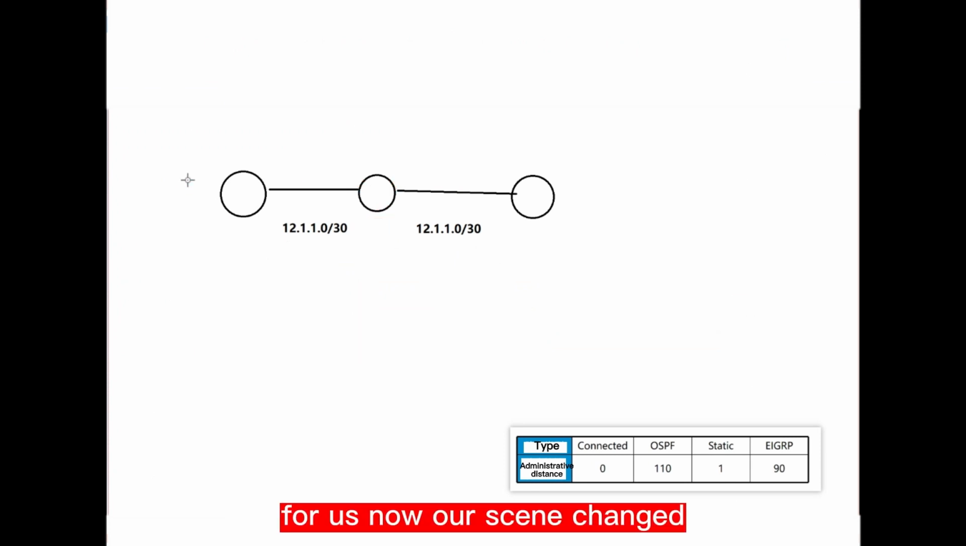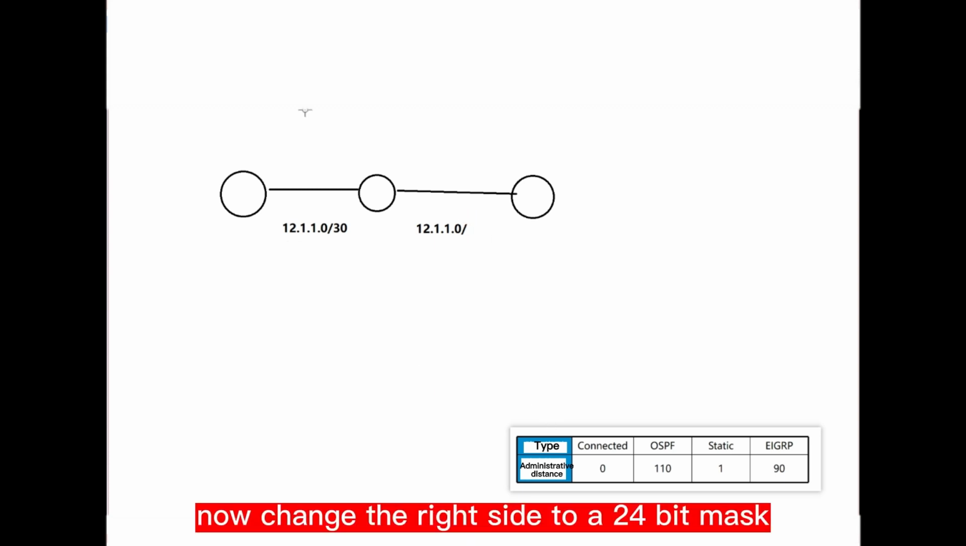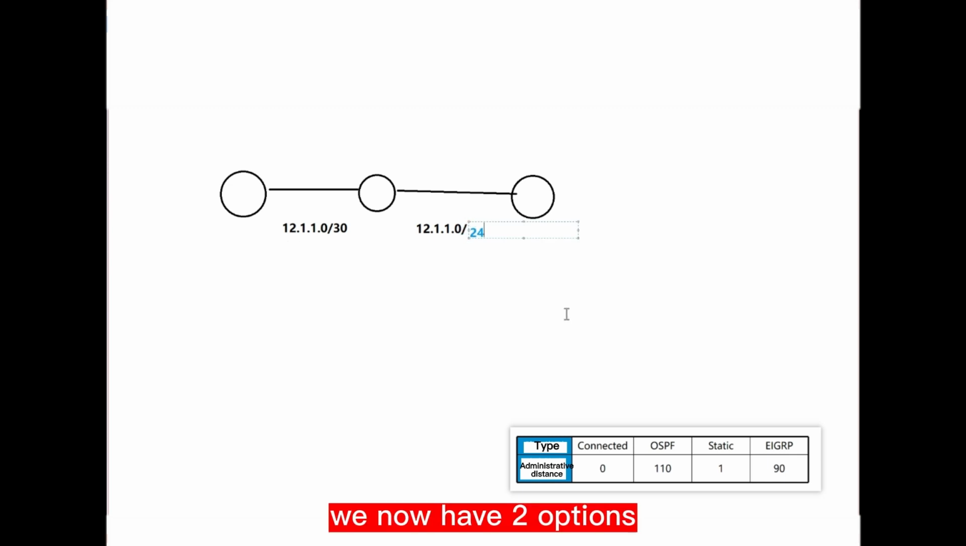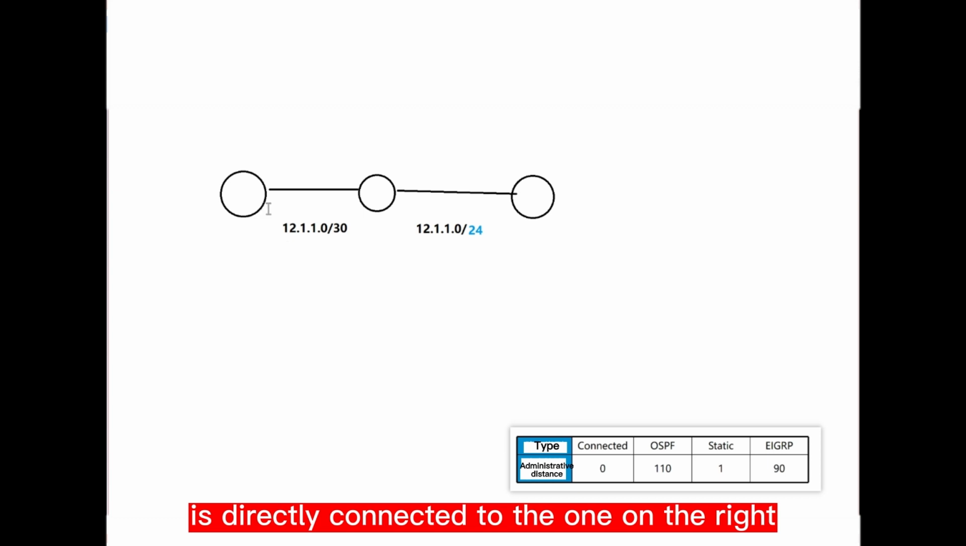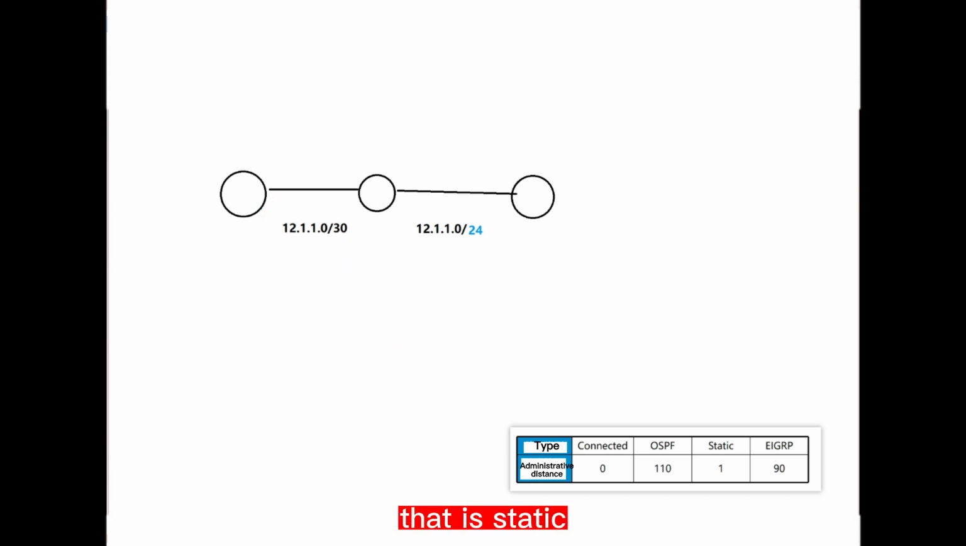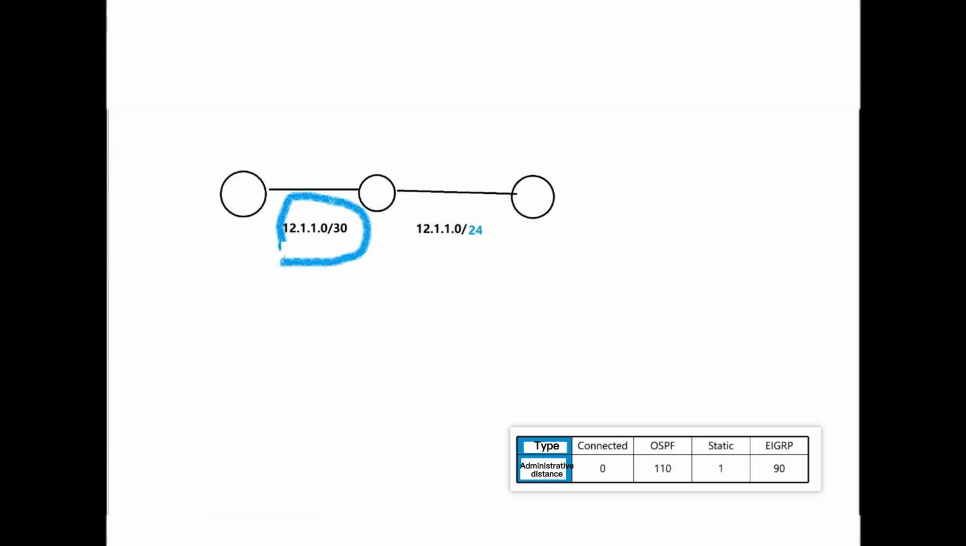For us now, our scene changed. Now change the right side to a 24-bit mask. We now have two options. Now both sides are going to the 12.1.1.0 network segment. The one on the left is directly connected, the one on the right is static. Then it stands to reason the direct one is definitely better. So we now have to choose: if it appears in the routing table in the future, do you think only one comes up, or does the other appear, or both?